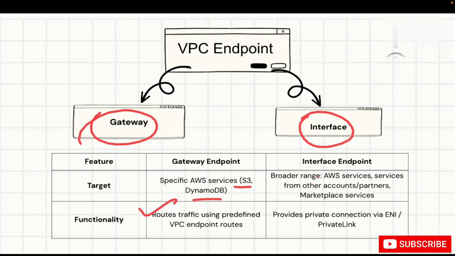Whereas an interface endpoint is for a broader range, like AWS services, services from other accounts, and marketplace services. If you use the interface endpoint, you have a wider range for utilization. They use a special service called PrivateLink, or the ENI, to connect. So this is how you can connect using the interface endpoint and the gateway endpoint. The gateway endpoint is dedicated to specific services, and the interface endpoint is for the broader range of use cases, utilized using PrivateLink.